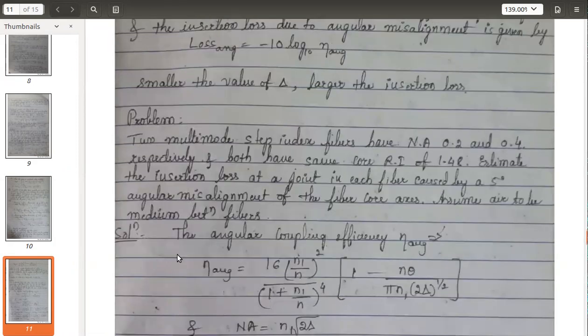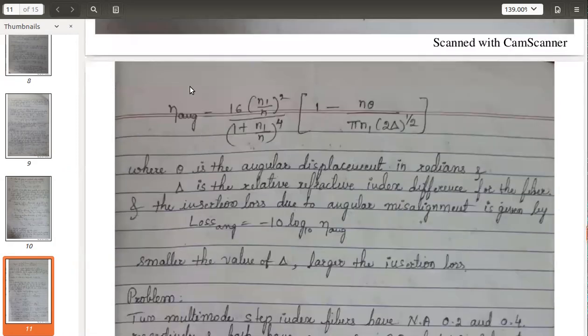So coming to this solution, we have the formula here directly. It is the coupling efficiency is this. So we have this equation. n is for the air, it is 1. Theta is 5 degrees, given. N1 is core refractive index. It is also given to you. Here, delta is not given in the question. In the question, numerical aperture is given to you. But you have the relationship between delta and numerical aperture.